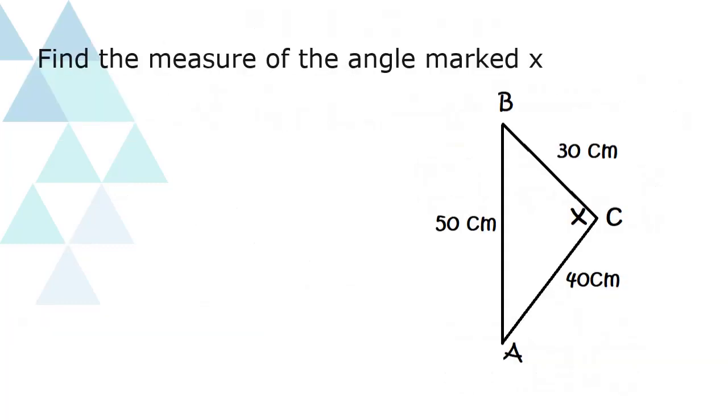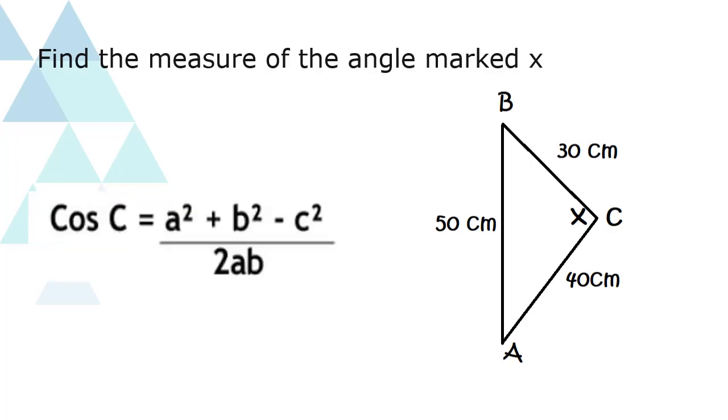Let us see how we can apply the cosine rule to find the measure of a missing angle. As you can see, you have this triangle ABC, with angle C missing and marked as X, and we want to find it. The first thing is that we have the three sides. This means that we can apply the cosine rule to find the angle.